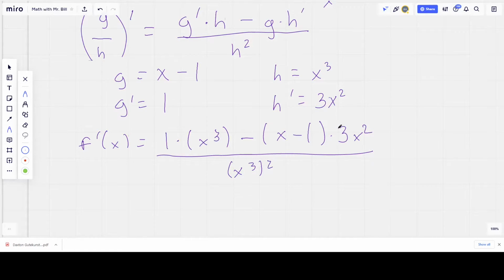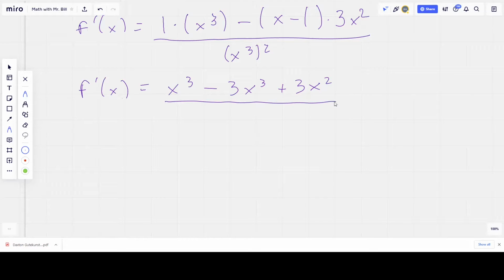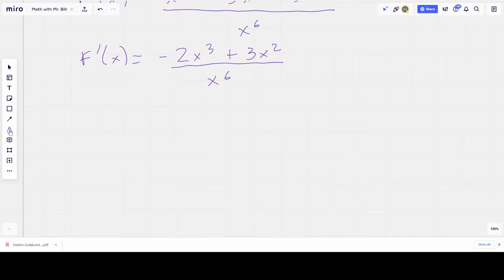So now we're going to take the top here and distribute the 3x squared and the negative. So we get x cubed minus 3x cubed plus 3x squared all over x to the 6th. So combine like terms, and there we have it. There's our quotient. We can do a little bit more simplification because both terms in the top have an x squared, and that's not going to completely cancel our denominator. We wouldn't want to do this if we took out the denominator completely, because that would get rid of a place where the derivative could change direction.